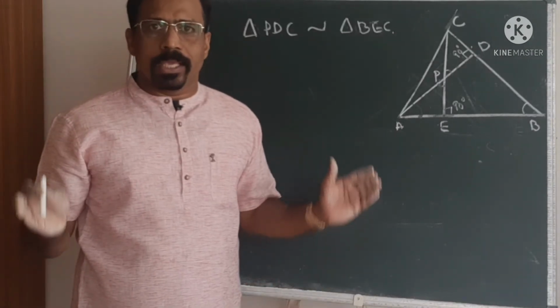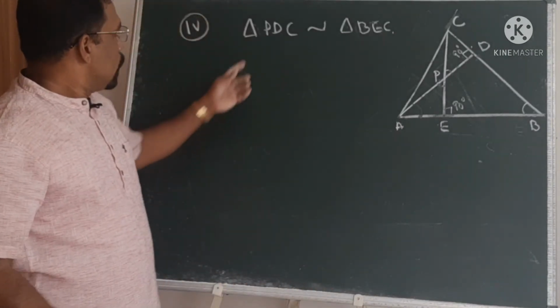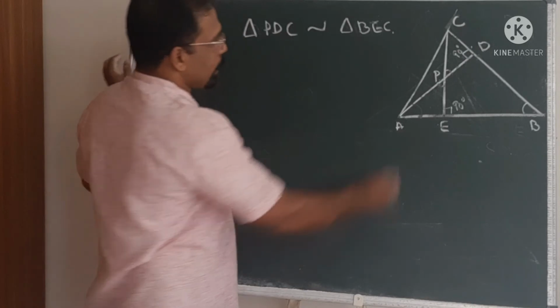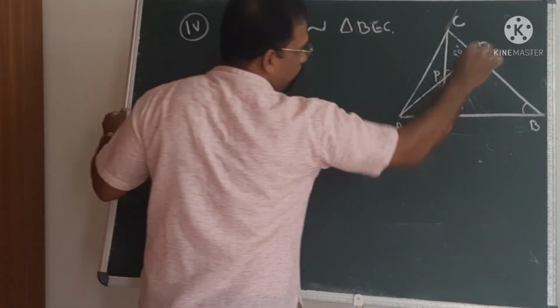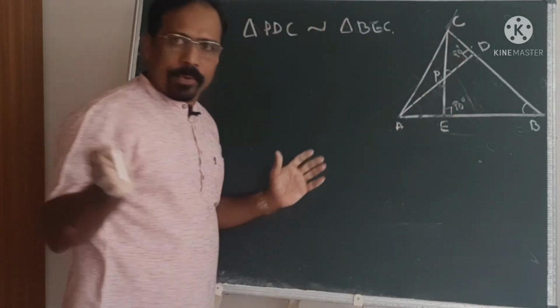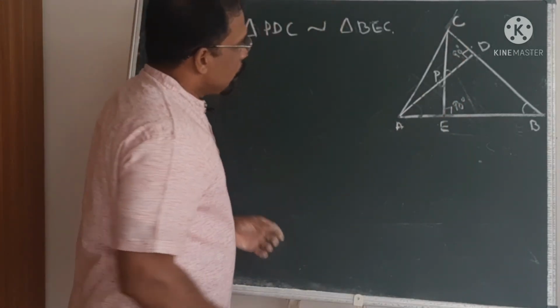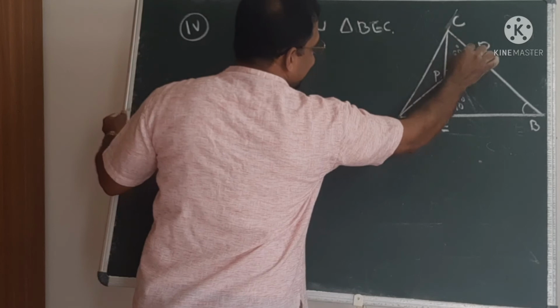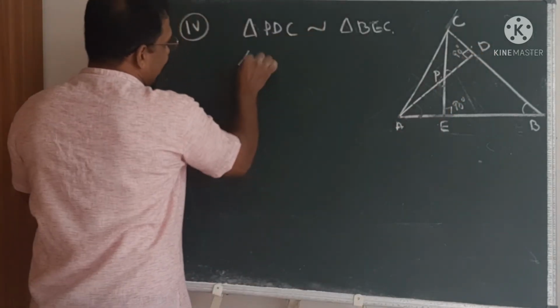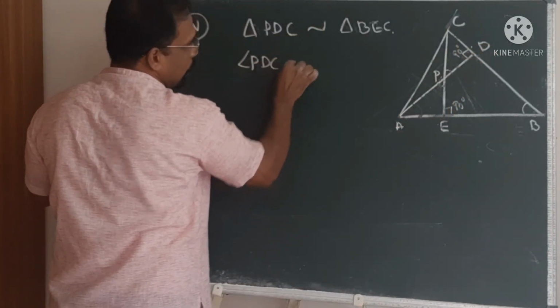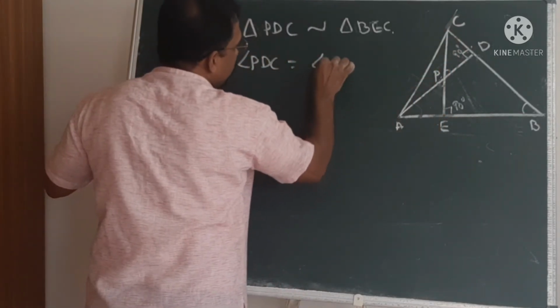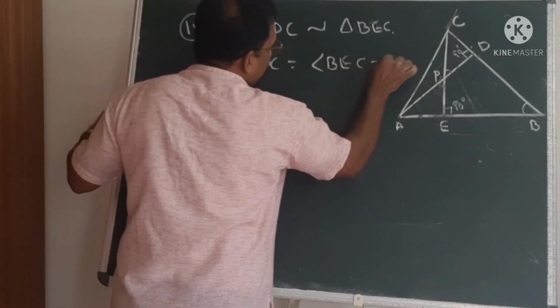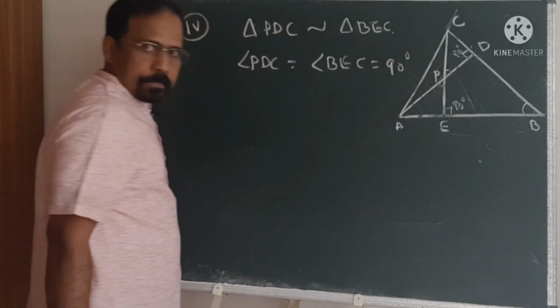Now let us solve the fourth one. Triangle PDC, this small triangle, is similar to triangle BEC. This is what we have to prove. Now here in PDC, this angle is 90, that is angle PDC is equal to angle BEC, that is 90 degrees.